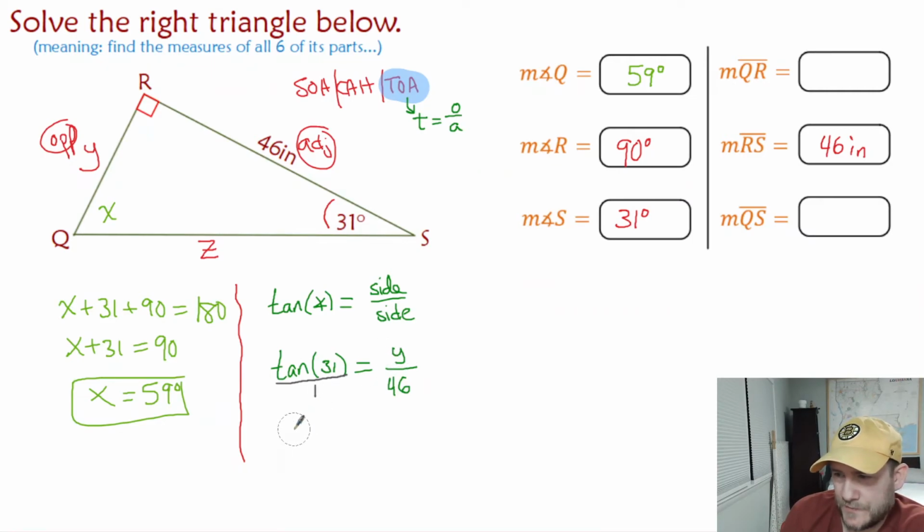So I get Y times 1 is Y. Then 46 times tangent of 31 is 46 times tangent of 31. That's literally the answer. So how do I get to a decimal? Well, if you've got a graphing calculator, it's really easy.